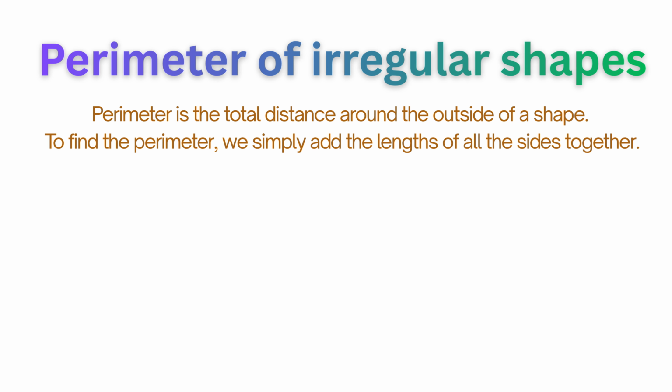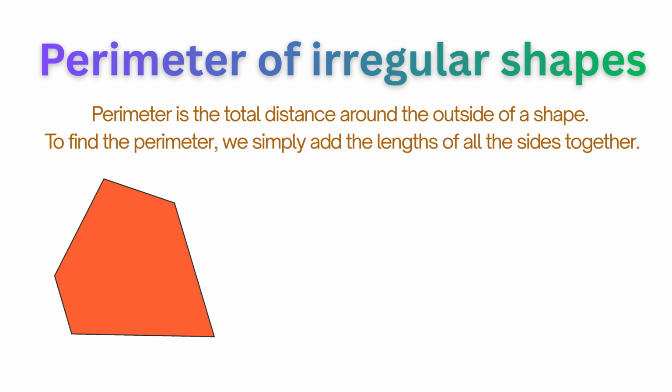Now, let's see how this works with irregular shapes. Take a look at this shape. Notice that the sides are not all the same length, and the shape is not a square or a rectangle. The side lengths are 4 centimeters, 3 centimeters, 5 centimeters, 2 centimeters, and 6 centimeters. To find the perimeter, we add all the side lengths together.